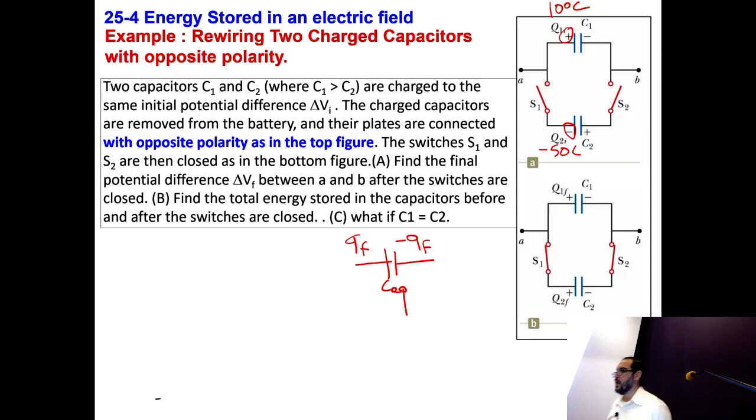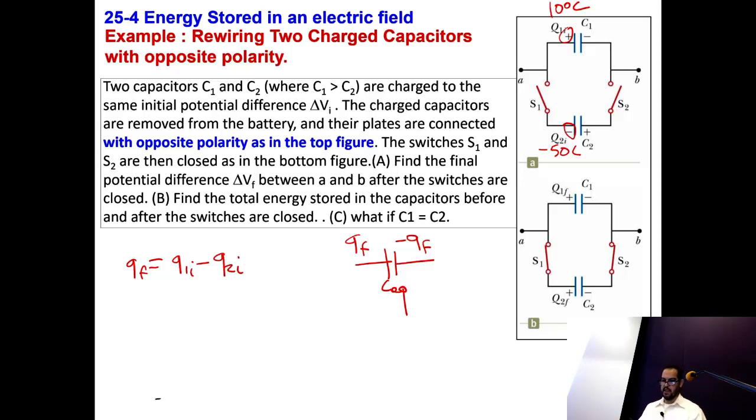Anybody? Nine? Yes. So it's not 150. Because what happens is 50 coulombs will cancel with minus 50 coulombs. So we have extra electrons on one plate and missing electrons on the other plate, and you connect them together. So the 50 and minus 50 will cancel, but you still have 50 more. So in this case, Q final is actually equal to Q1 initial minus Q2 initial.